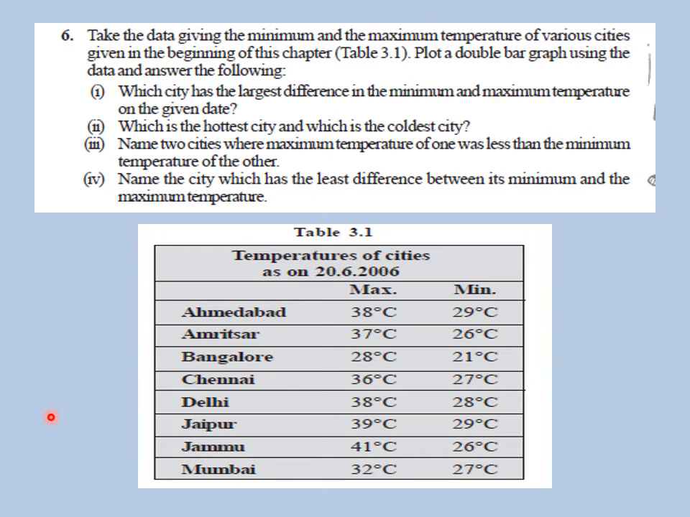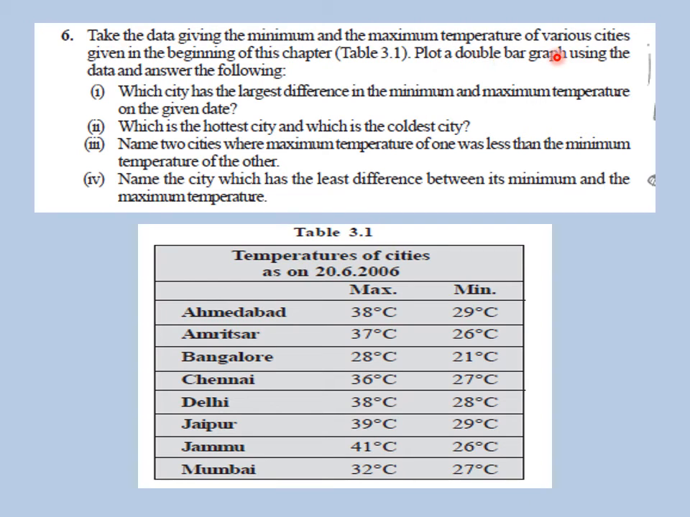Now let us see the next question. I am going to the 6th question. The 5th question you can do by yourself. Let us go to the 6th question. Take the data giving the minimum and maximum temperature of various cities given in the beginning of the chapter, table 3.1. So we have taken table 3.1 here.